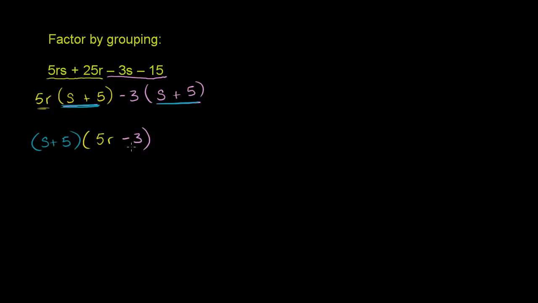And you can verify it by multiplying it out. If you distribute the s plus 5 onto each of these terms, you'll get this expression up here. And then if you distribute the 5r over there, you're going to get that expression. If you distribute the -3, you're going to get that expression. So this does simplify to that, so we have factored it.